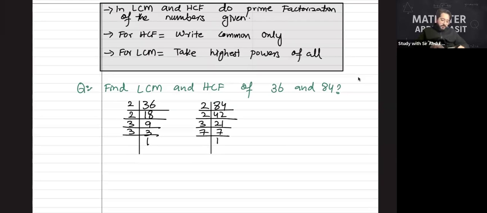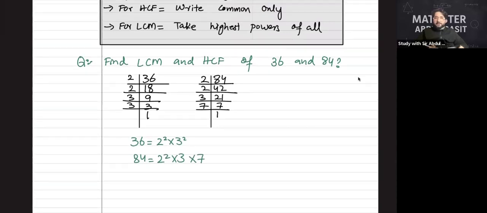Okay, now guys, we got the idea that 36 equals 2 square times 3 square, and 84 equals 2 square times 3 times 7. I want to find out the HCF and LCM of these two numbers, so I wrote a hint for you above. Can you please see that? I hope all of you can see that very clearly now. HCF is write common only, write common only.